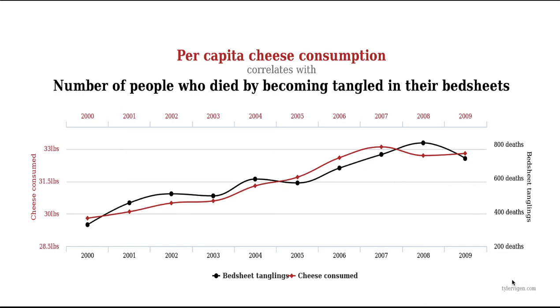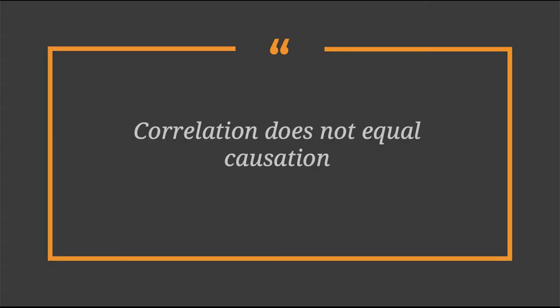Fun fact, there's a website down here, tylervigen.com. You can actually go to this website and look at how other variables might be correlated with one another. This is based on real data that was collected from the United States. So what this really underscores for us is that correlation does not equal causation. So just because two variables are correlated does not mean that one variable causes the other.